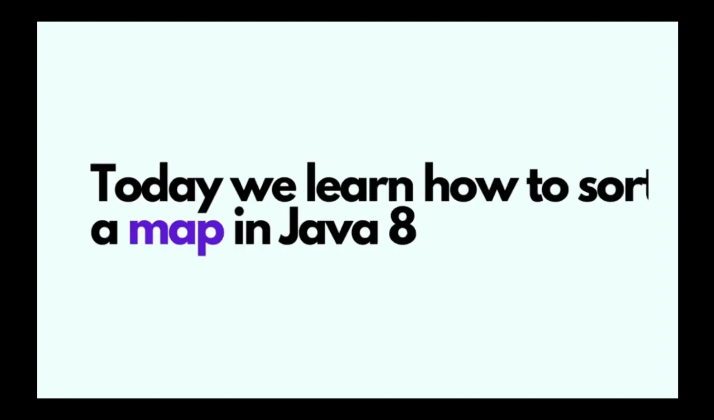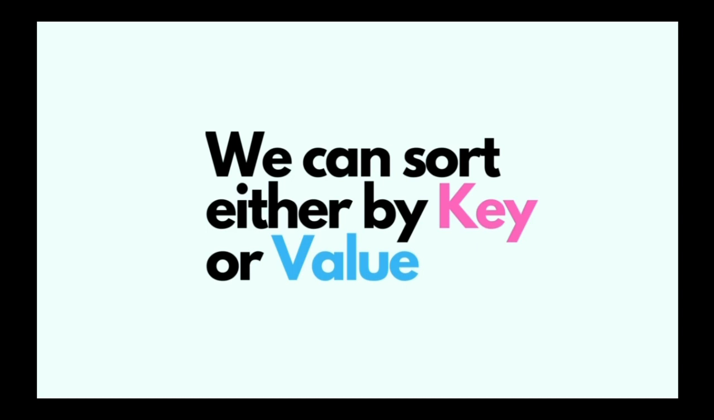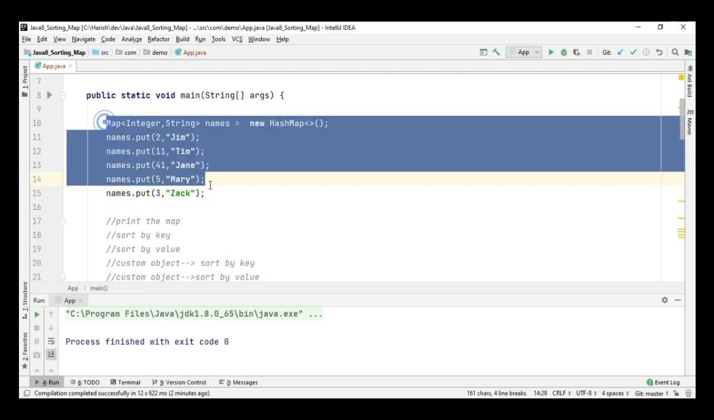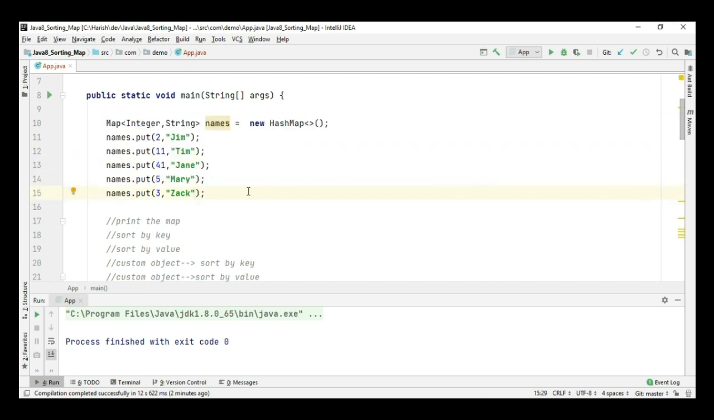Hi there. Today we are going to learn how to sort a map in Java 8. How to sort a map? Either we can sort by a key or value. We'll take a very simple example of ID and names here to sort. Let's get started. So we're going to sort this map which contains an ID and a name.